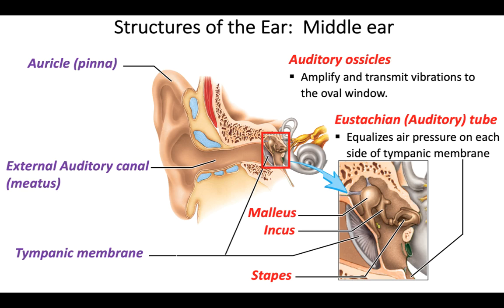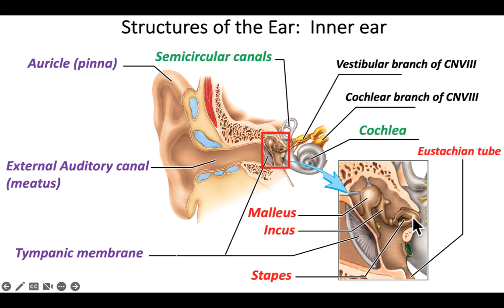All right? Okay, so we just transmitted the vibrations through the ossicles. Now we want to detect using your cochlea. So the cochlea is for hearing. And then these are the semicircular canals that are going to be used for one form of equilibrium called dynamic equilibrium.